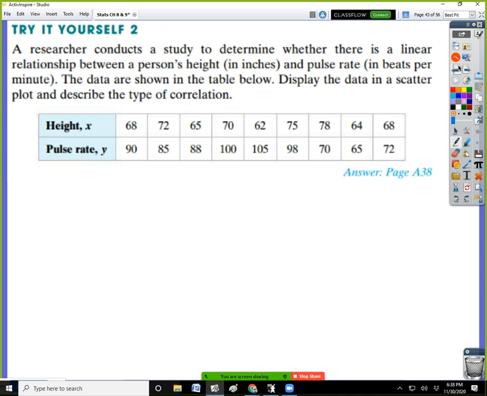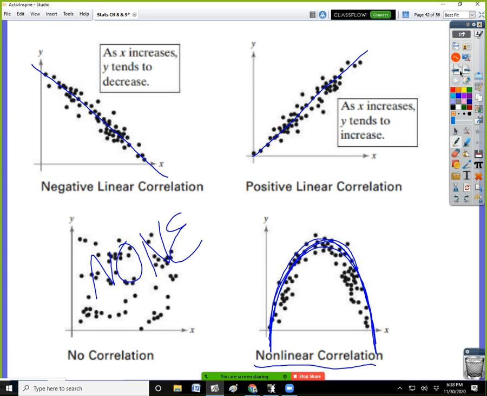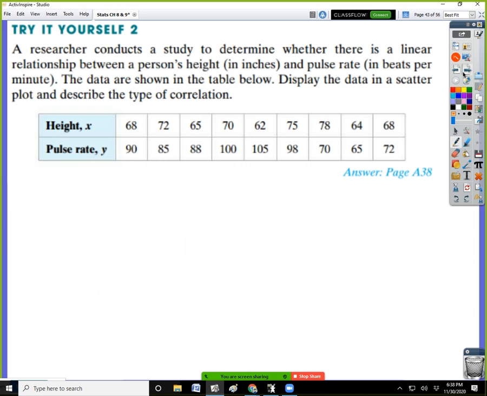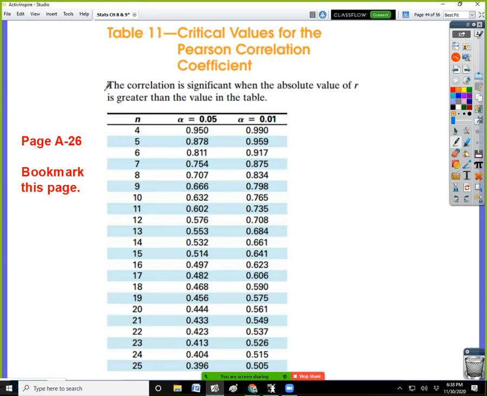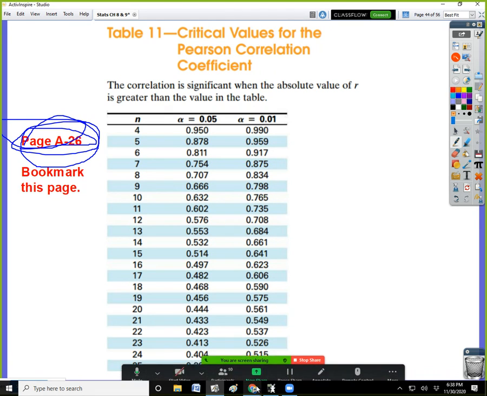Okay, so let's go back to our problem. Linear relationship, and so on. Did they tell me how many? They didn't tell me how many. Now, A26 is the page that you want to remember, because that's where these values are. So bookmark that page in your e-text, or just go to that page and print them out. Or you could probably look this up online, right?